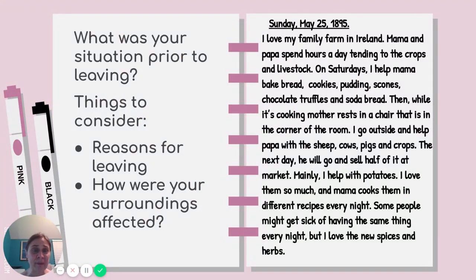So in your story mountain, on your first post-it or your first part, you talked about the situation in the country that you researched. What would be the reason that they're looking to leave or to immigrate? And how are the surroundings in their country? How is that affected for them that would make them have that decision? So we're going to take a look at a sample diary entry. But remember, you're going to be using what you've created on your story mountain. All right, so let's take a listen.